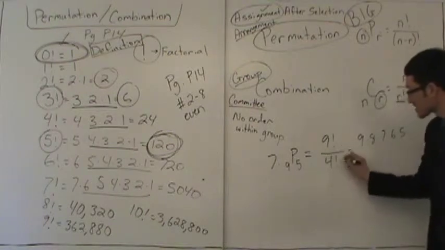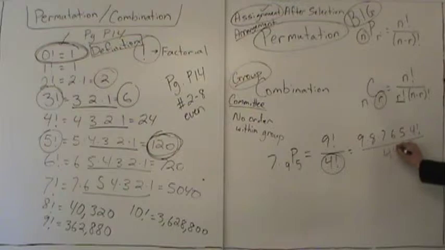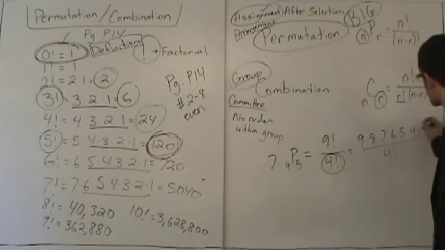We're going to stop at 4 factorial, and we're going to cancel the 4 factorials. Now question, are we canceling 4 with 4? No, we're canceling 24 with 24. So cancel your 4 factorials.